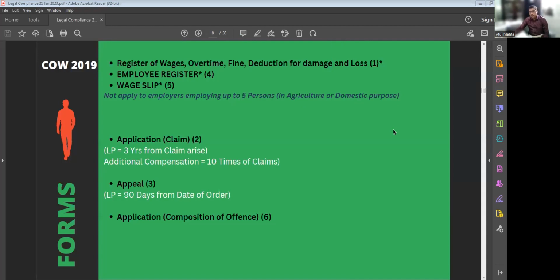So now we have Shantanu back. Yeah, Shantanu is back. I'm extremely sorry, there was some connection issue. And I'm sure that you are able to see the screen now. Yes. Code on wages.